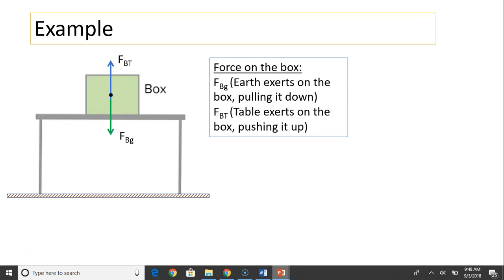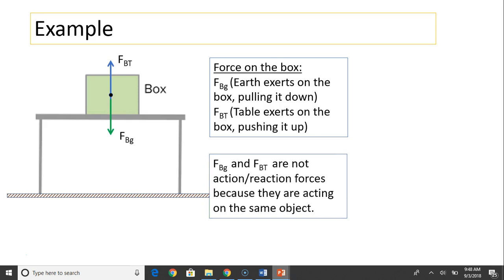Now let's take a look at another example. This is just a box resting on the table. Let's figure out what are the forces acting on the box. So there's two forces, right? One is gravity, that's from the earth. The other one is the normal force, that's from the table. So FBG is the gravity from earth. And FBT is the table exerted force on the box.